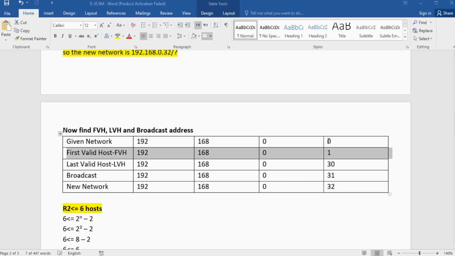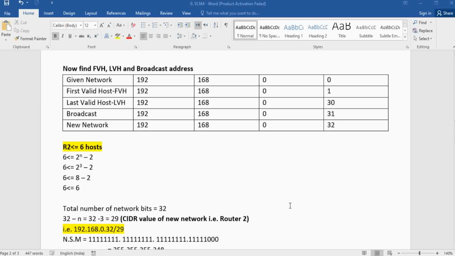First, write the given network and new network. After that write FVH. The FVH is the next IP of the given network. Now write a broadcast address. The broadcast address is the IP before the new network. And then write LVH. The LVH is the IP before the broadcast address.